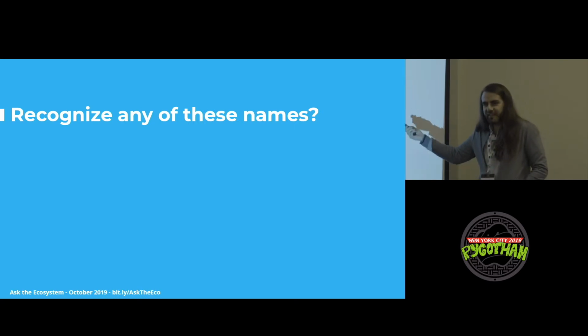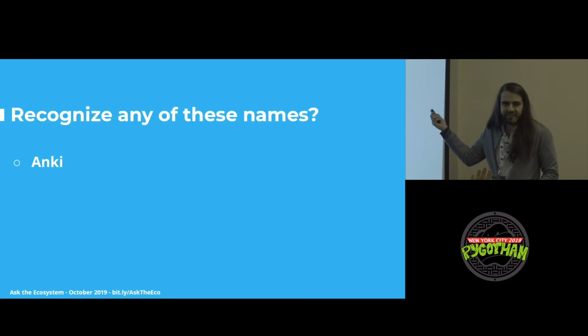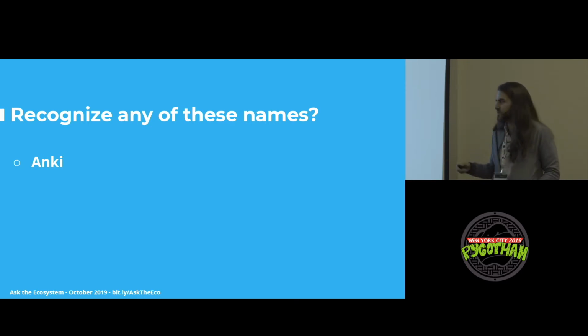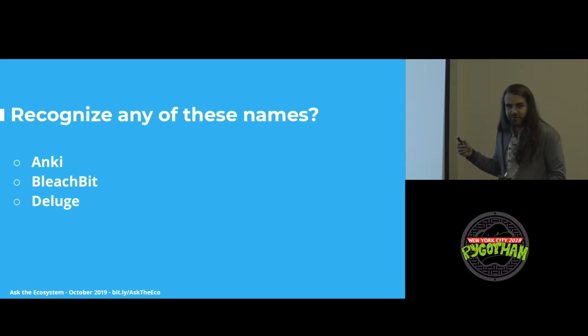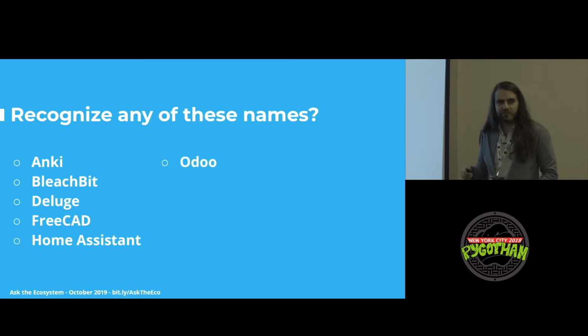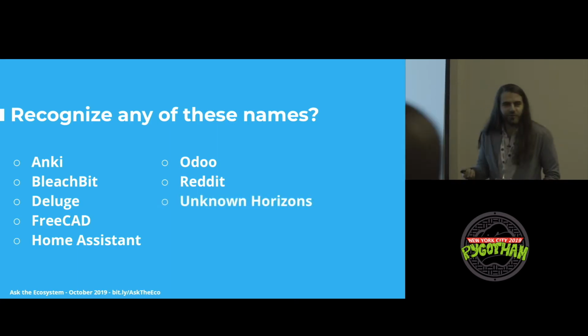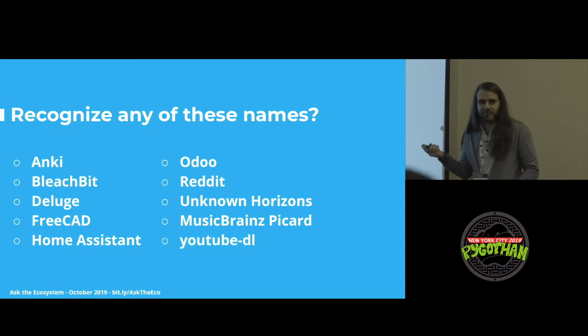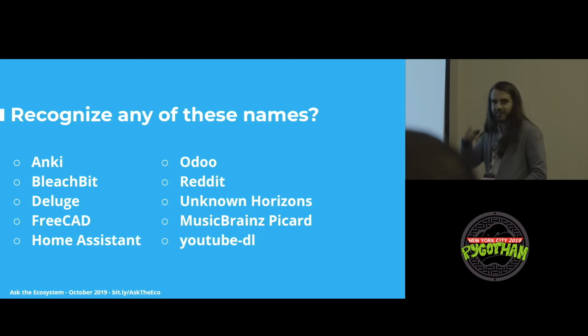All right. But anyways, do you recognize any of these names? Let's see some hands. Anki, anyone doing spaced repetition memorization? Wow, we got a lot of Jeopardy trainees right here. What's the capital of Jordan? All right, BleachBit. Basically, yeah, one hand maybe. Deluge. Okay, yeah, I'm a big fan of that one. FreeCAD. Yeah, big project, exciting. Home Assistant. Any smart home fans here? Okay. Odoo. No, this is more for the business people. All right, Reddit. This is one that should get all the hands. Unknown Horizons. I guess it's still a little bit unknown. MusicBrainz Picard. Yes, ID3 tags, get them set. And youtube-dl. You've got to archive those tech talks, right? Check it out right now. Download this video out there in the world.